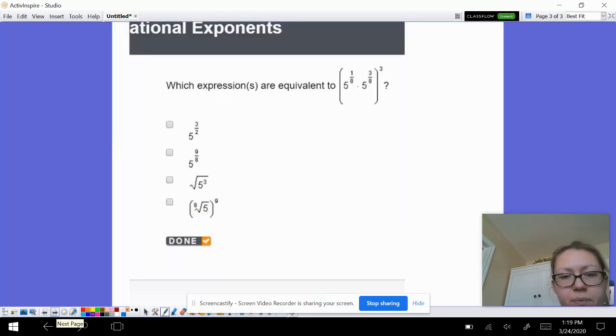Okay, this one, which expressions are equivalent to this one? Excuse me one second. Emma, I need you to be quiet, baby. Thank you.